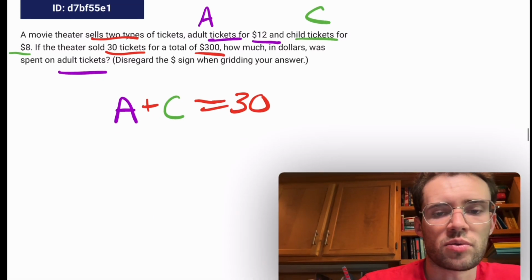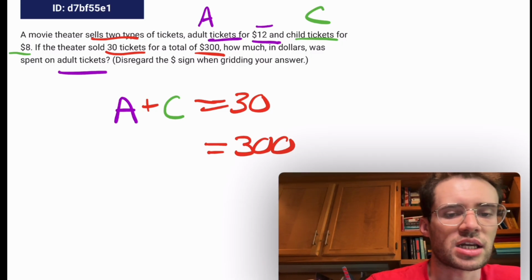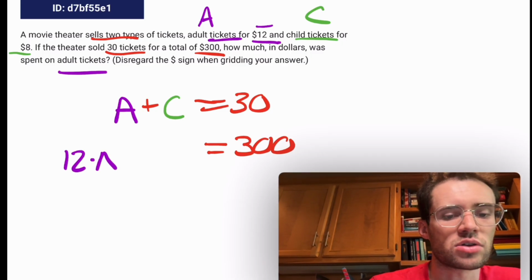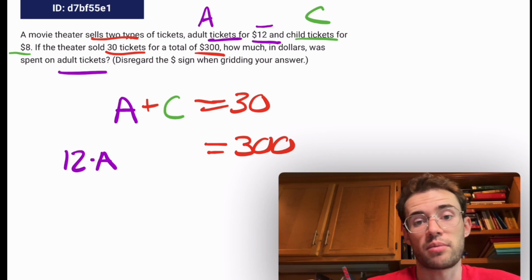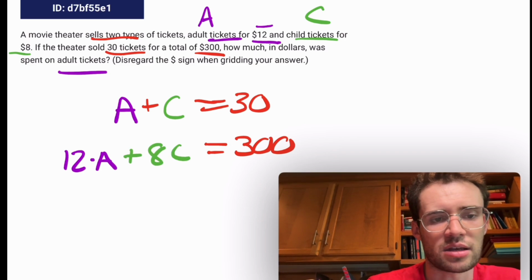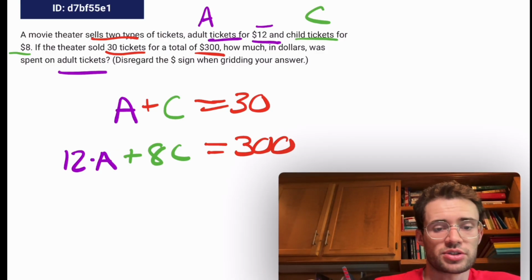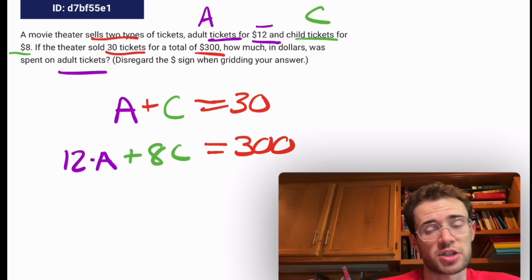The next equation we'll have to do with the total cost. So $300 is the total revenue that they generated, and they'd get $12 per adult ticket, so that'd be 12 times the number of adult tickets, or 12A, it's the money from the adult tickets, plus child tickets are 8 each, so 8 times C. So 12A plus 8C equals 300. All right, so these are two equations, and these are two perfectly good equations.